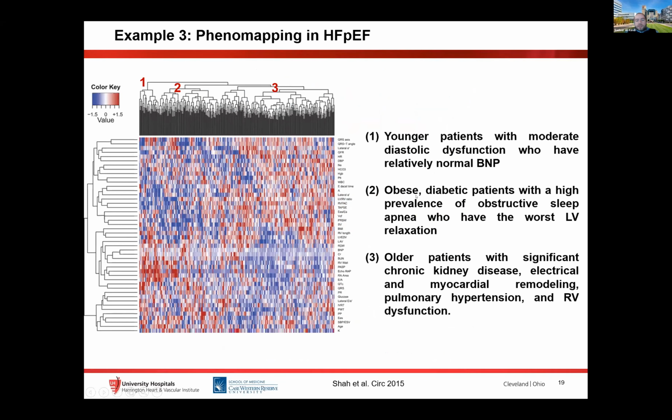Example number 3 is the phenotypic discoveries I talked about. We know that machine learning, using unsupervised learning approaches, can help us identify novel clusters and novel phenotypes that can vary with respect to outcomes. A perfect application of this is heart failure with preserved ejection fraction. We call all patients who have heart failure but don't have systolic dysfunction, or reduction in LV systolic function, heart failure with preserved ejection fraction.